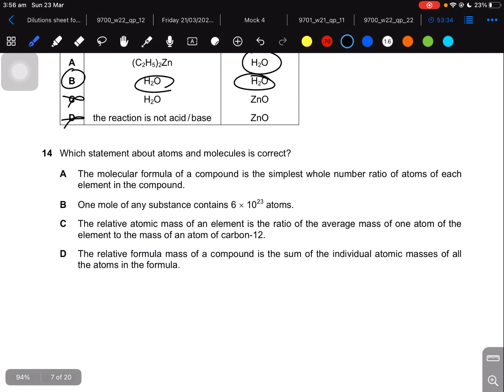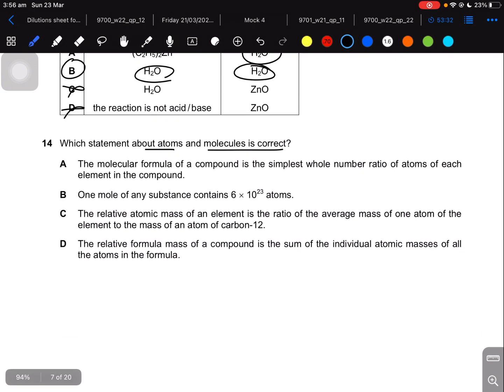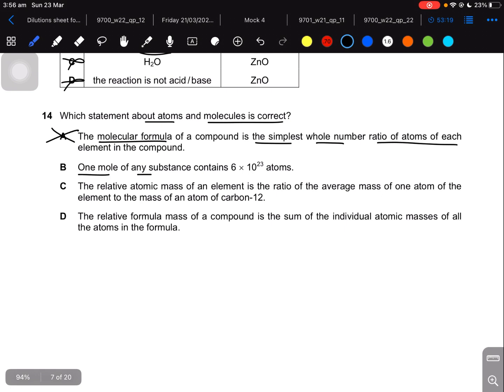Which statement about atoms and molecules is correct? Molecular formula of a compound is the simplest whole number ratio of atoms. Okay, no. So that's not molecular formula, that's empirical formula, so A is wrong. 1 mole of any substance contains atoms. No. Because if it's a compound, then you're gonna have this many molecules, not atoms.